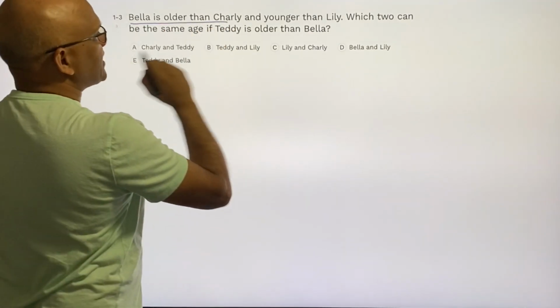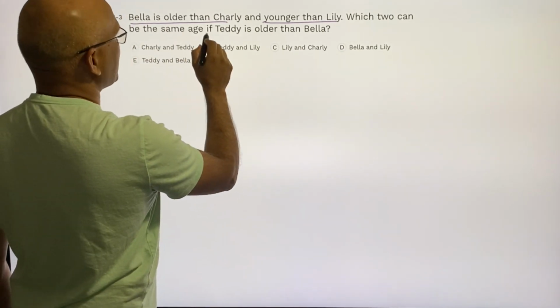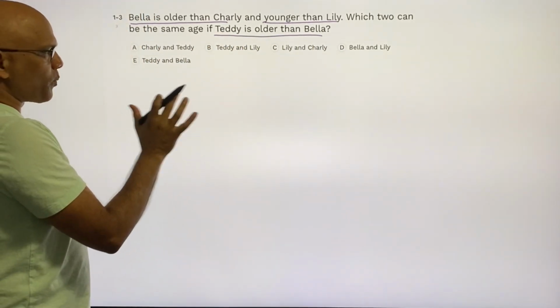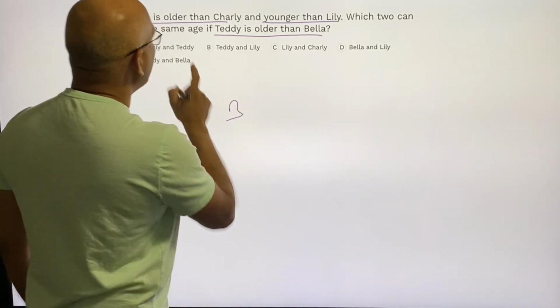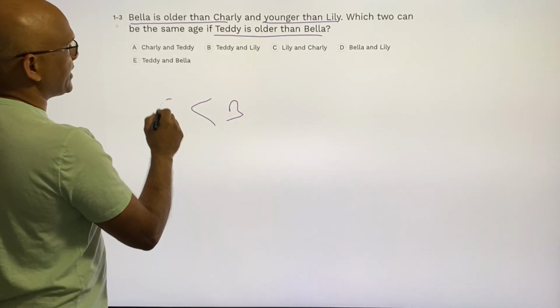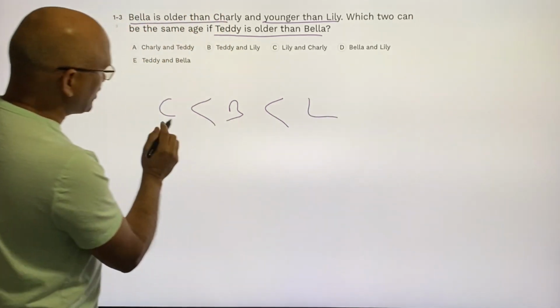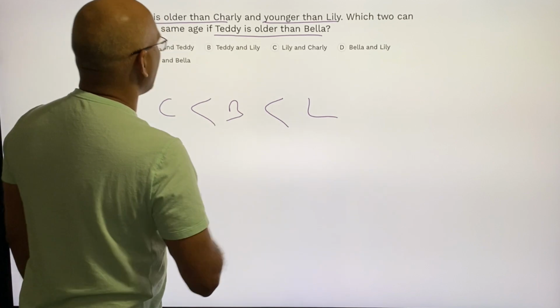B is older than C and younger than L. Which two can be of the same age if T is older than B? Okay, so let me write them down on the board. So B is older than C and younger than L, right? So B is greater than C, and younger, that is less than L.